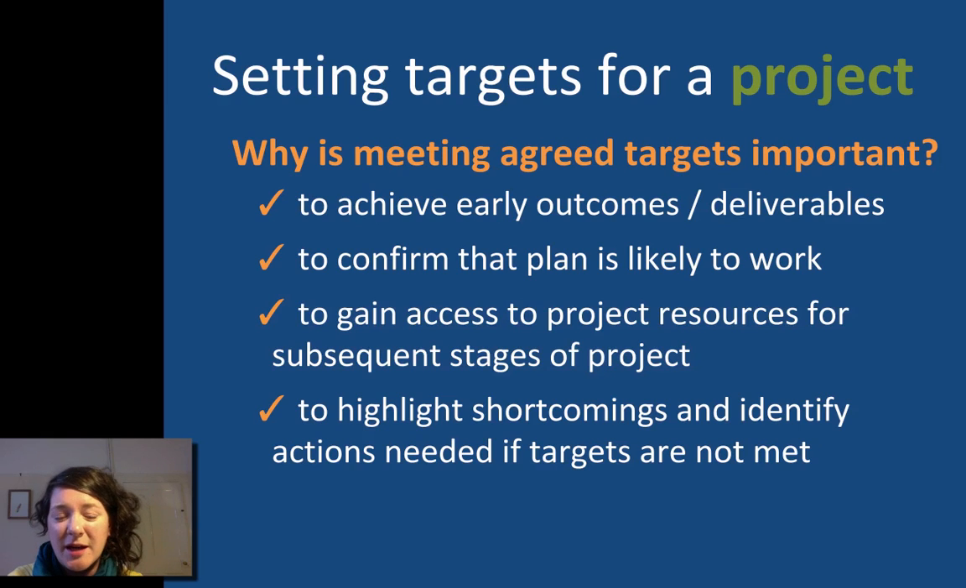Lastly, you'll want to be looking at why we're meeting agreed targets, because really this highlights the shortcomings and identifies actions that are needed if the targets aren't met. So it helps you see really early on in your project whether there are things that you need to change dramatically. So if you can see that you've got a whole list of targets and you're really struggling to meet any of them, that's going to need quite a radical rethink in terms of your project's timescale and also its scope and the size of the project itself.